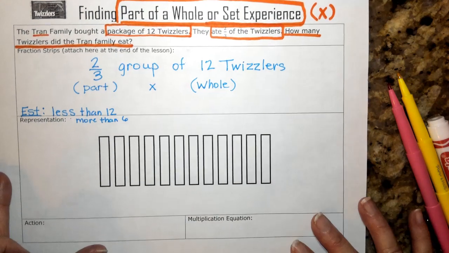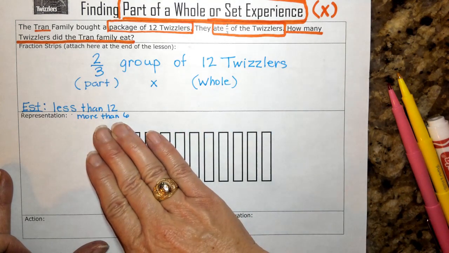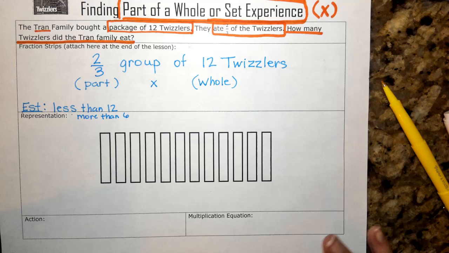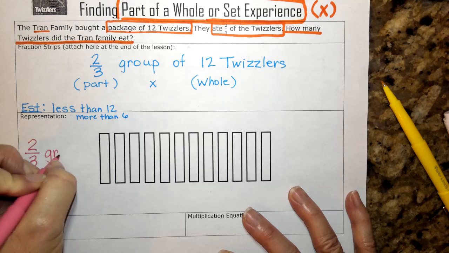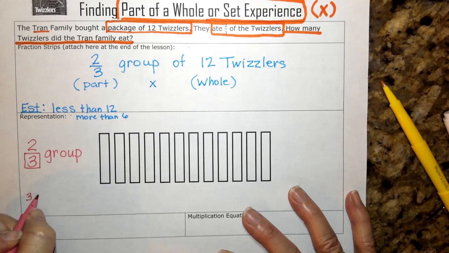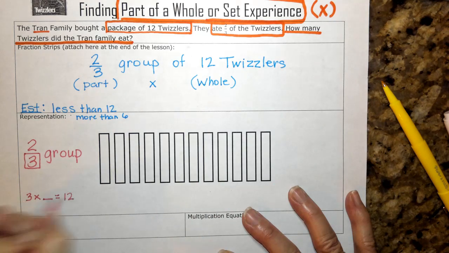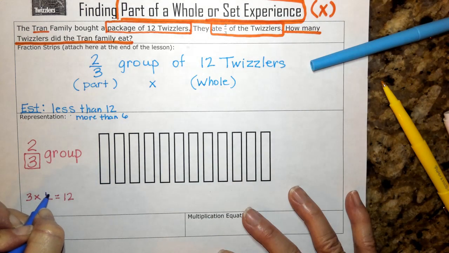All right, so now that I have my pieces labeled and my information estimated, I'm going to look at my picture model. The first thing that I want to do is write a few notes out here. I want to think about 2/3 of the group, and I want to relate that quickly to multiplication. So I'm going to think about my denominator of 3. 3 times what will give me the total 12? And when I answer that, I should get the number 4.